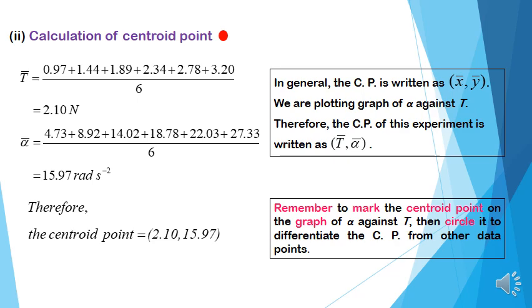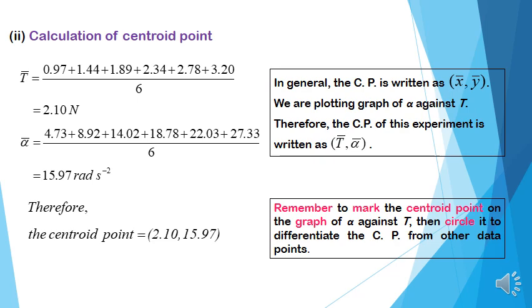Roman 2. Calculation of the centroid point. The centroid point is the mean position of all the data points to be marked on the graph, especially in a straight line graph. Therefore, we need to calculate the average value of the x and the average value of the y. In general, the coordinate of the centroid point is written as the average x and average y. We are plotting graph of alpha against t, where alpha is for the y-axis and t is for the x-axis. Therefore, the centroid point of this experiment is written as the average t and average alpha.